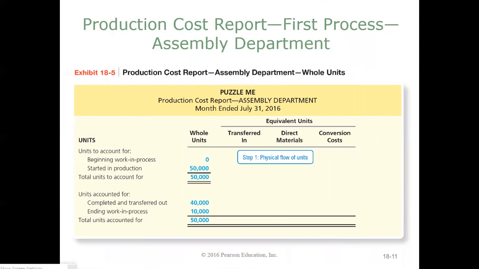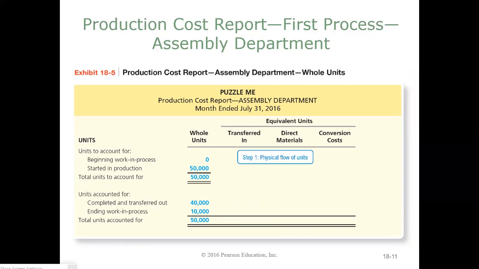So your production cost report is always laid out like this: units to account for, and then units accounted for. Under to account for, it's always beginning work in process plus started into production. That adds up to our total units to account for. And then accounted for always starts with completed and transferred out plus any ending work in process. That will add up to our total units accounted for. And our to account for has to equal our accounted for.